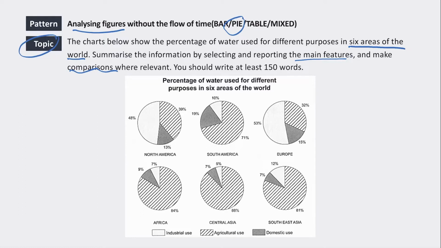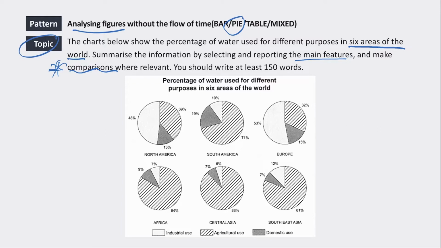Okay, you should write at least 150 words. So this is something that a lot of students forget to do when they're writing their Task 1 IELTS, which is to make comparisons. Show off your comparative language: however, in contrast to, is bigger than, less than, increases more slowly than. Okay, so try and find stuff that you can compare.